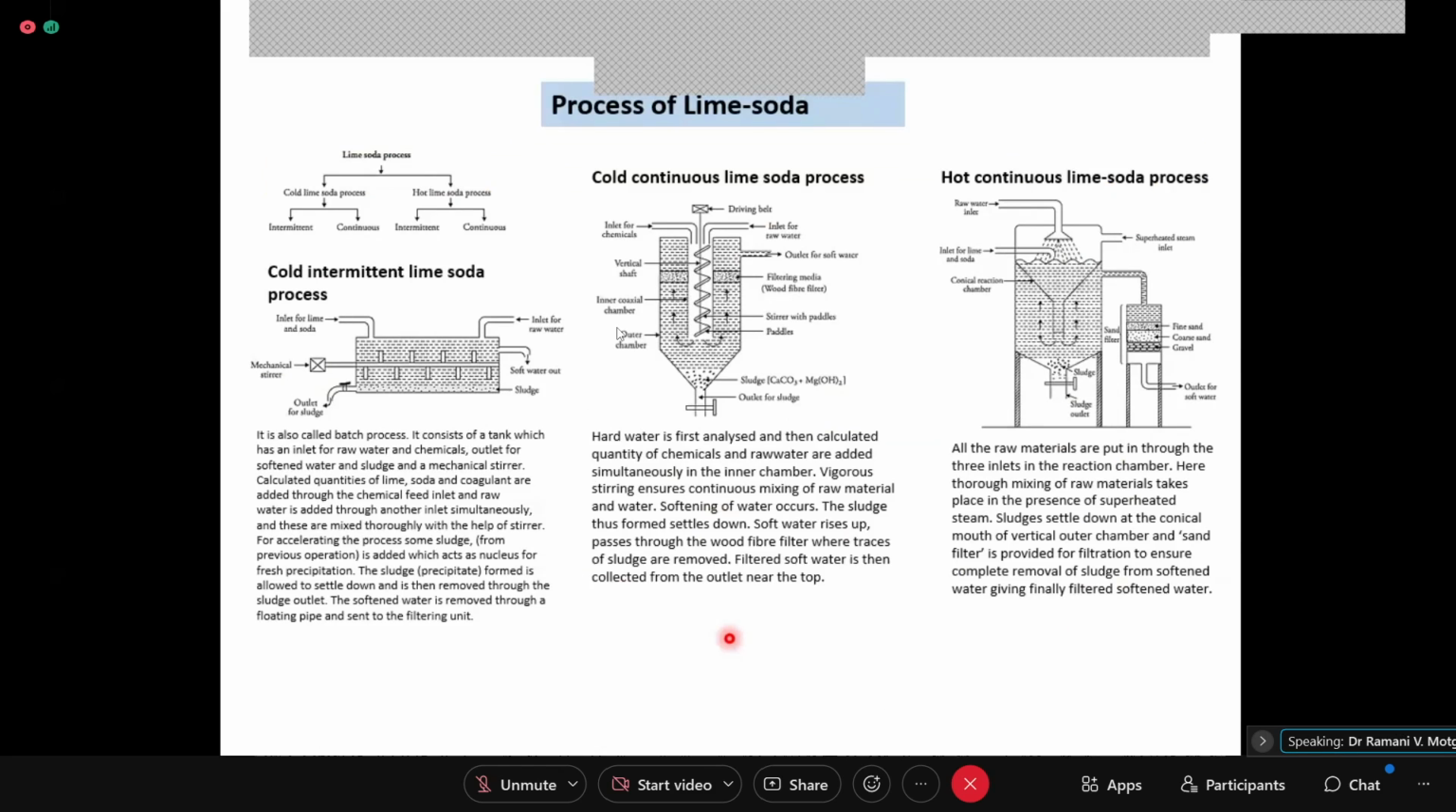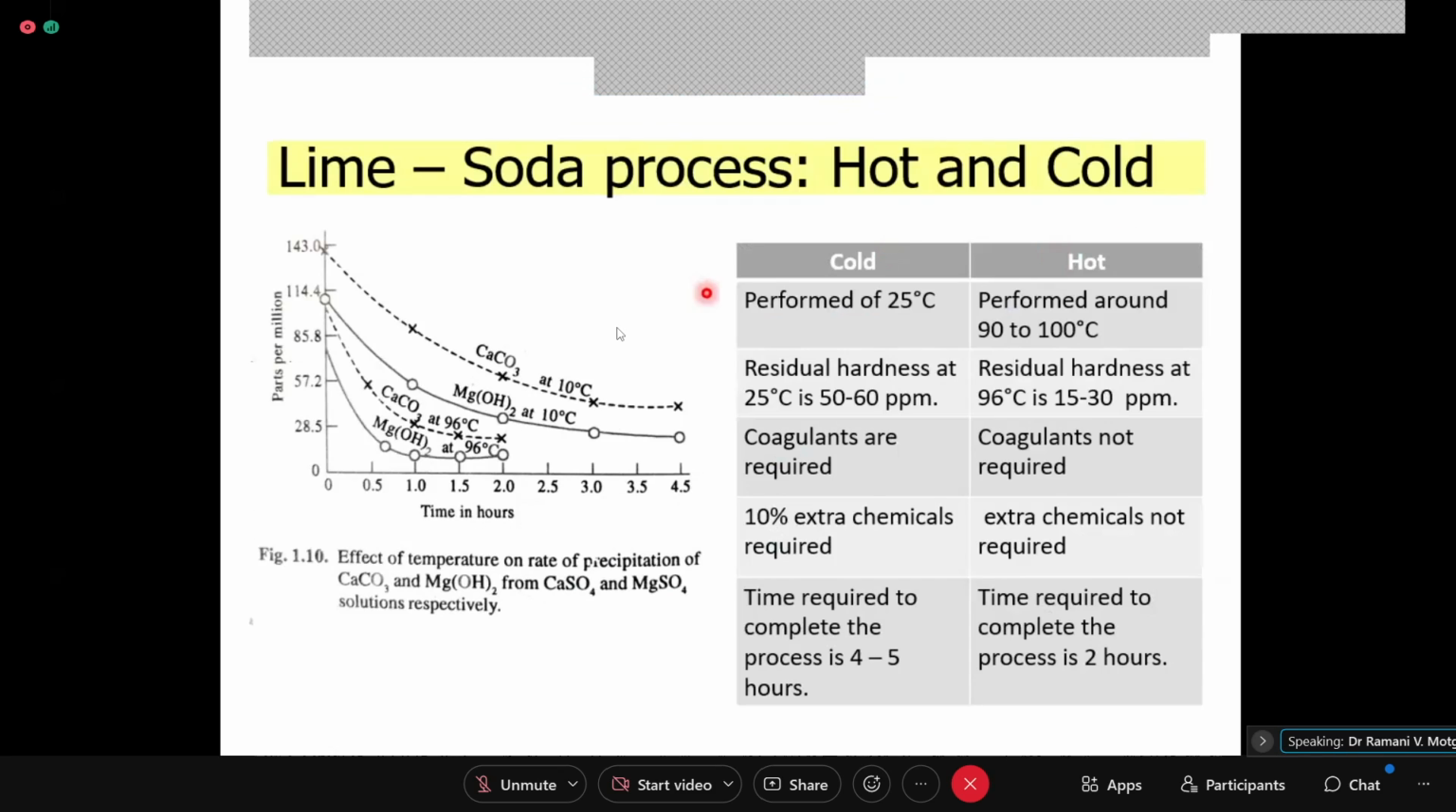Now coming to this: this is a batch process, this is a continuous process, and this is a hot process where steam will heat it up. Now what is the difference between a cold lime soda process and a hot lime soda process? Now the cold lime soda process is performed at room temperature, 25 degrees Celsius.